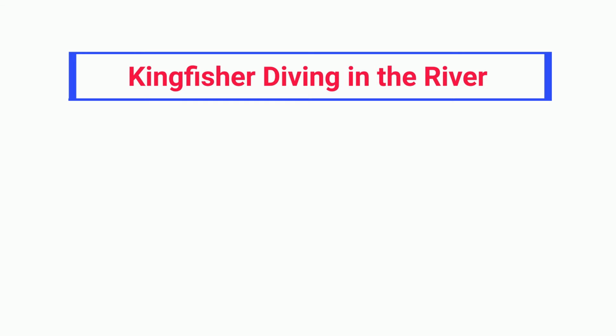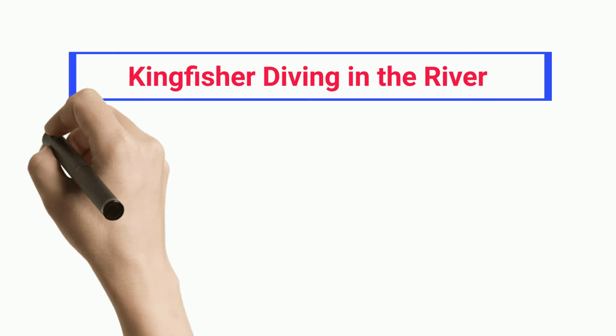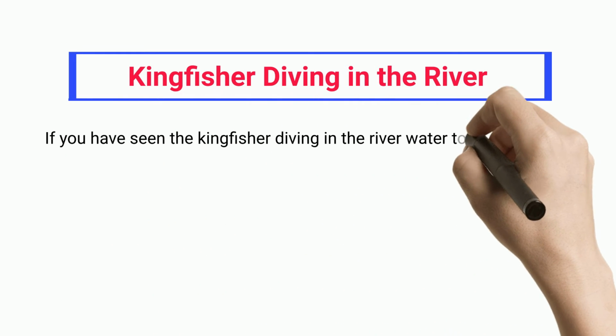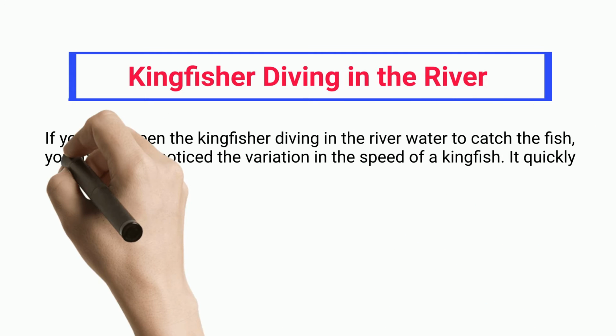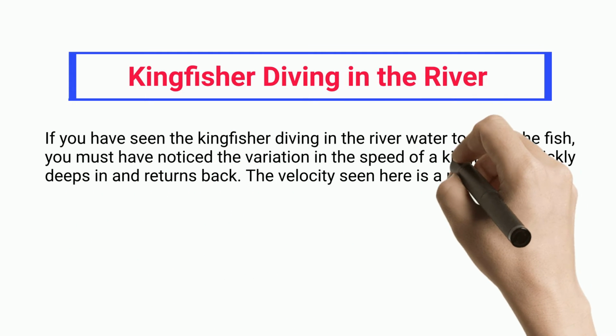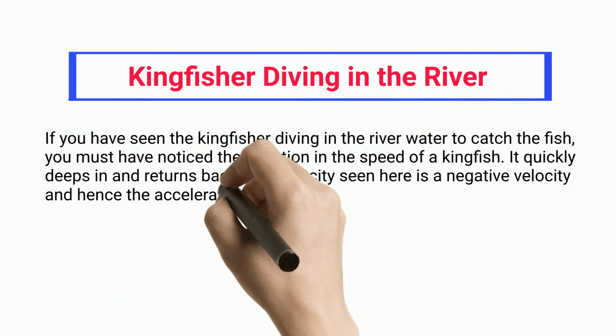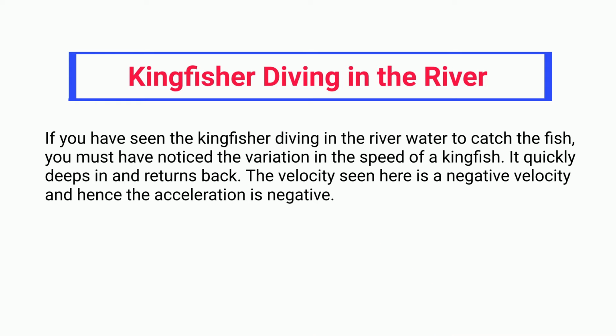Kingfisher diving in the river. If you have seen the kingfisher diving in the river water to catch the fish, you must have noticed the variation in the speed of a kingfisher. It quickly dips in and returns back. The velocity seen here is a negative velocity, and hence the acceleration is negative.